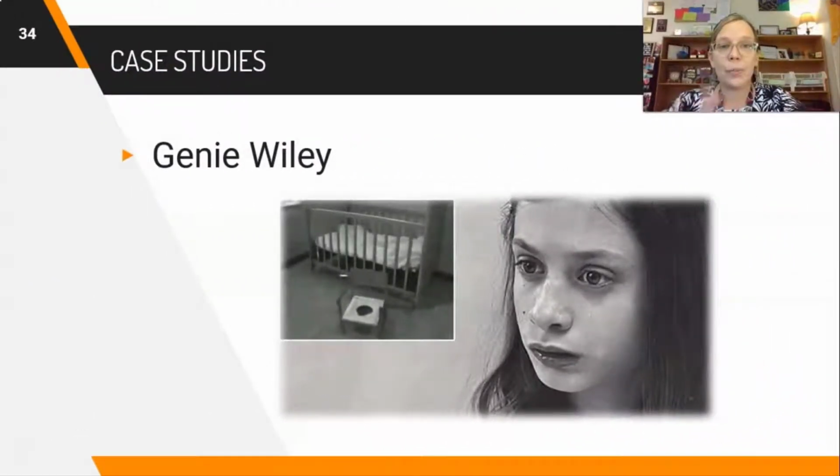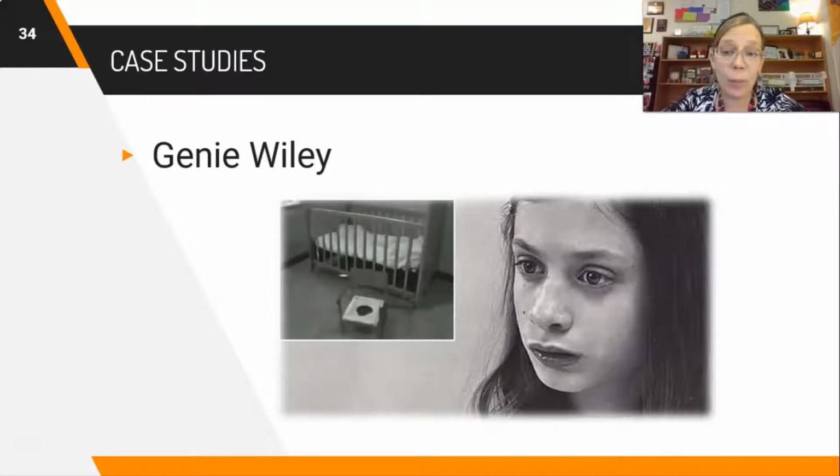Another case study that's well known is the case of Jeannie Wiley, and some of you might have heard of this in other classes. Jeannie Wiley is a young girl, and her dad basically kept her locked up in a room for her entire childhood. And this is her room that you see pictured here. All she had was basically a cage that he locked her in every night to sleep in. The window was covered up so she couldn't see outside.